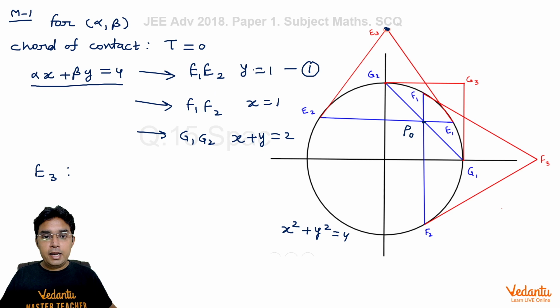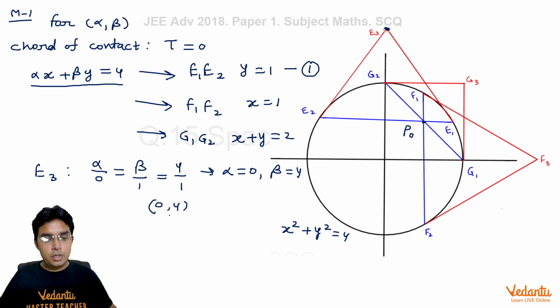You can directly compare. We will get alpha upon 0 equal to beta upon 1 is equal to 4 upon 1. So this gives alpha equal to 0 and beta equal to 4. So this point E3 will be 0, 4. Now similar to this, if we do for F1F2, I am writing directly, similarly it will be 4, 0. And similarly, if we do for G3 by comparing, we will get this G3 point to be 2, 2.